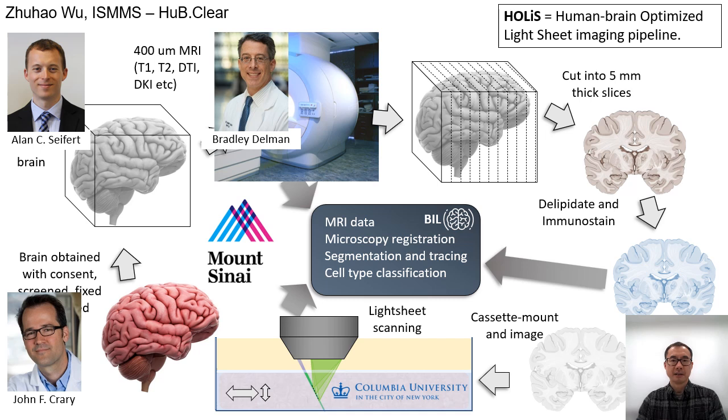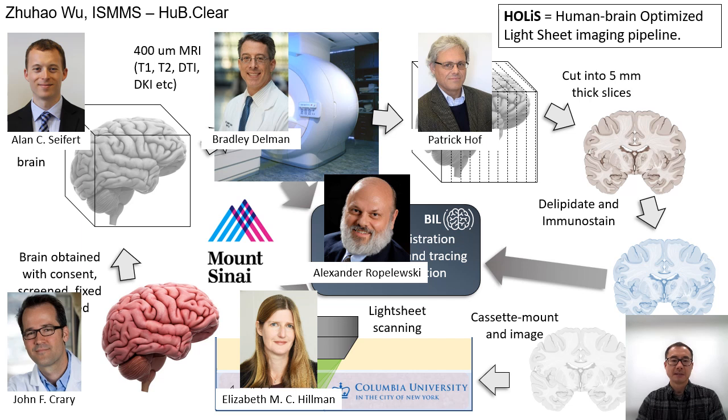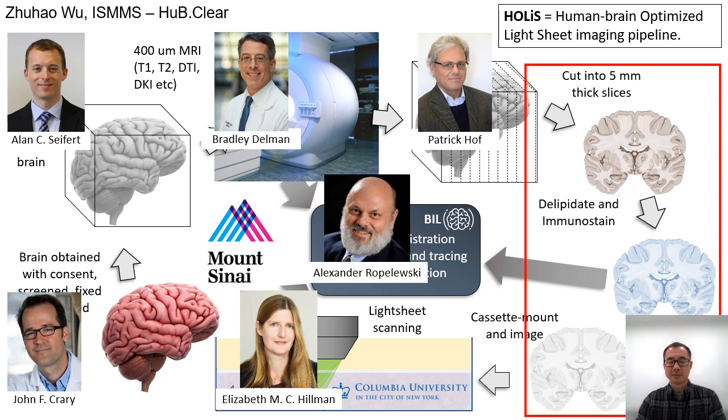Putting all these together, we can map fine anatomical and pathological details in the brain sample that we're going to process with help from Patrick Hoff. I'm not going to talk about the imaging, which will be done by our great collaborator Elizabeth Hillman at Columbia, leveraging her super fast light sheet imaging system, and with her extended collaborators at Columbia for initial data processing. The data will be deposited at BIO, which is led by Alex Roblowski's team. What I will be focused on today is talking about the sample preparation.